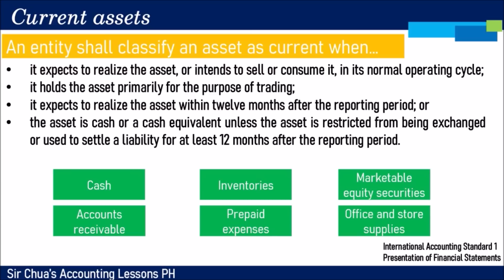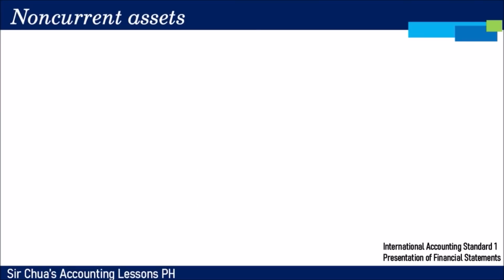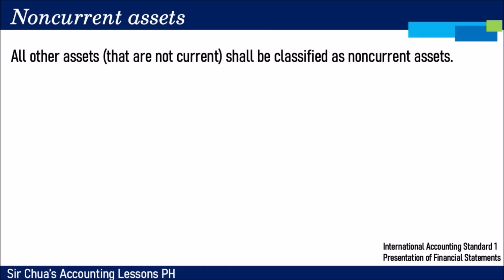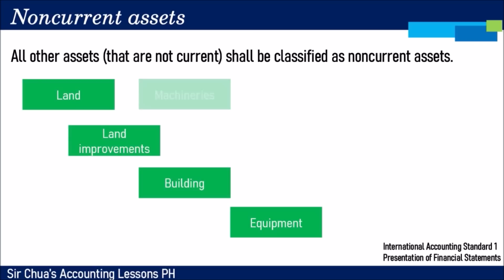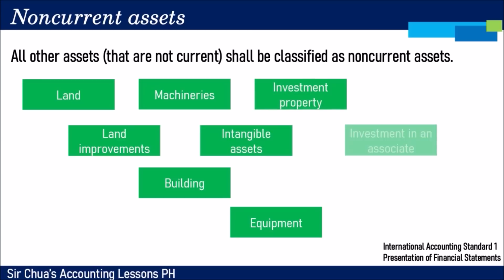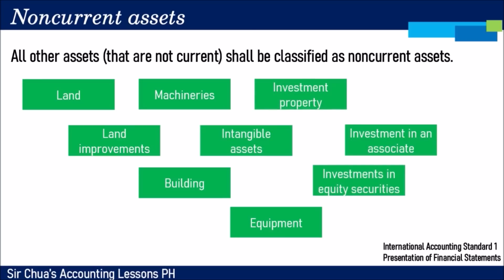Okay. Ngayon, napakadali po ng definition sa accounting standards ng non-current asset. Okay? All other assets that are not current shall be classified as non-current. Ganun lang kasimple. Kung hindi current, di non-current. Ganun lang. Okay? Dali nun ha. Some examples of that include, alam nyo na to, sanay na kayo dito. We have land improvements, building, equipment, machineries, intangible assets, investment property, investment in an associate, and investments in equity securities. Teka. We have some words here that are very new to you, so let's understand them one by one.